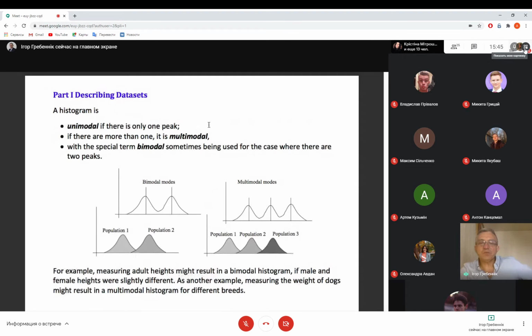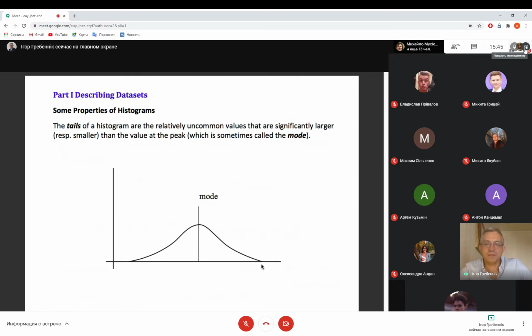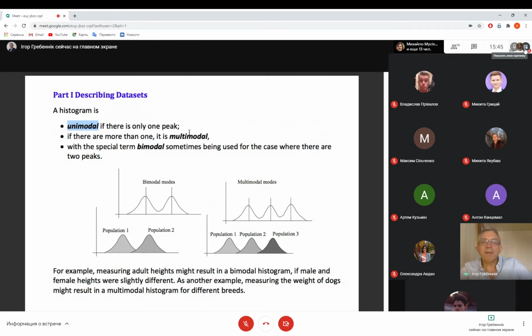And some properties or types of histograms. A histogram is unimodal if there is only one peak, like this one. Multimodal when the histogram has many peaks. Only two peaks corresponds to a bimodal histogram. Let's consider some examples.